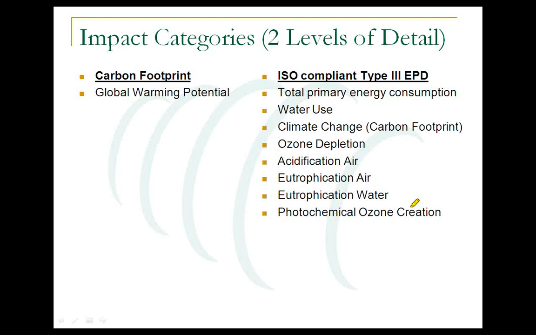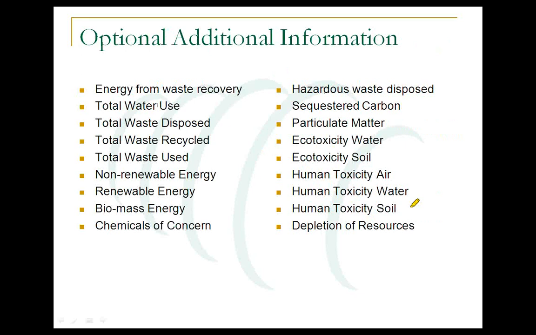ISO compliant type 3 EPD asks for significantly more environmental impacts. That includes global warming potential, but also other information like water use, total primary energy use, ozone depletion, acidification, and so forth. Most EPDs for concrete would probably go the ISO compliant type 3 EPD route. Optional additional information that could be reported, a whole host of different environmental impacts and information about the product.